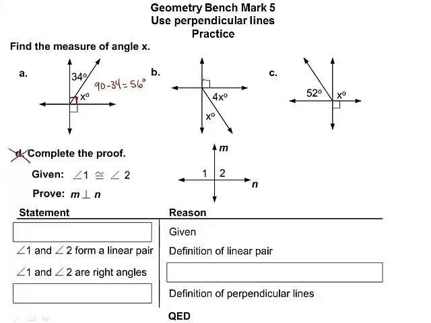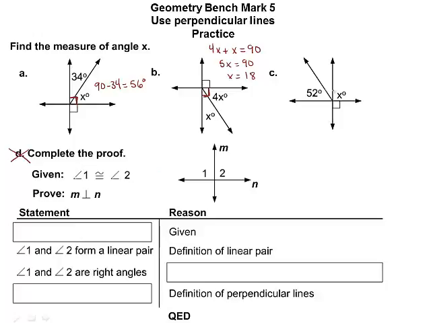Okay. Here, 90 degrees, so these 2 are 90 degrees, and I have a 4x plus x. So 4x plus x equals 90, which means that 5x equals 90, which means that x equals 18. Yeah, 18. Any questions on that?